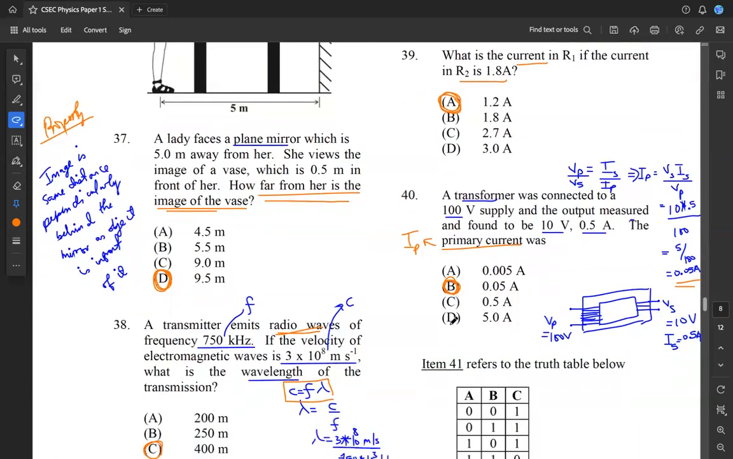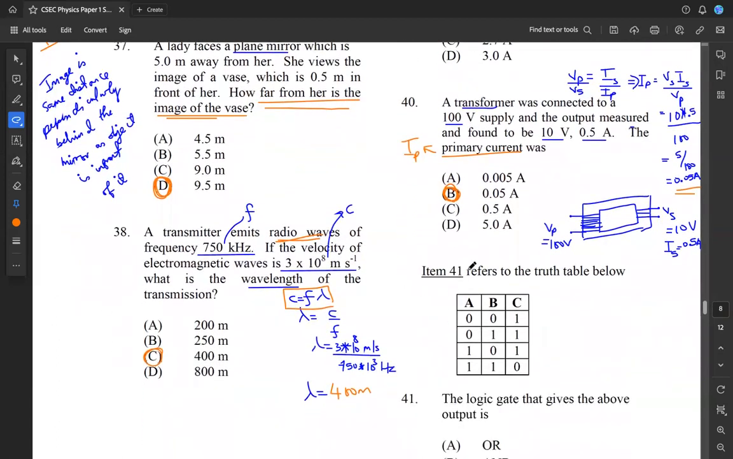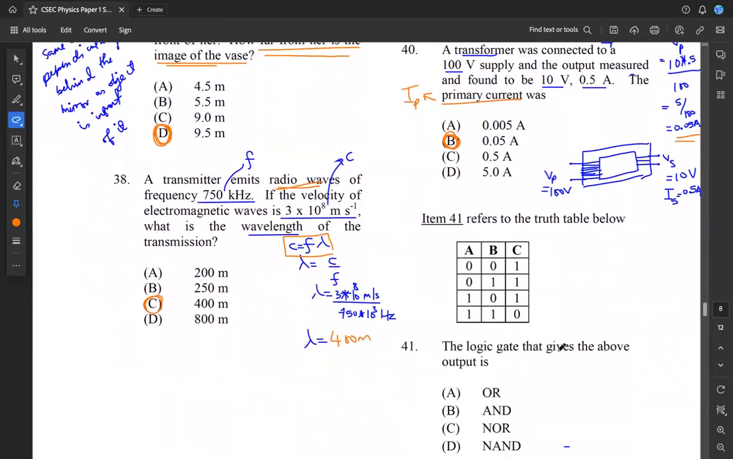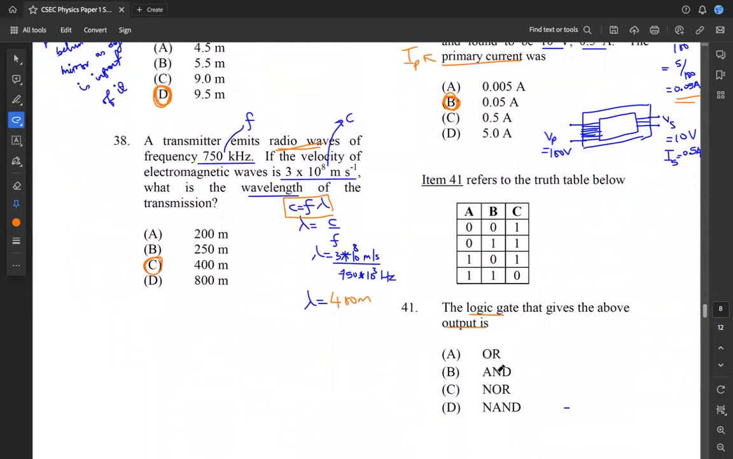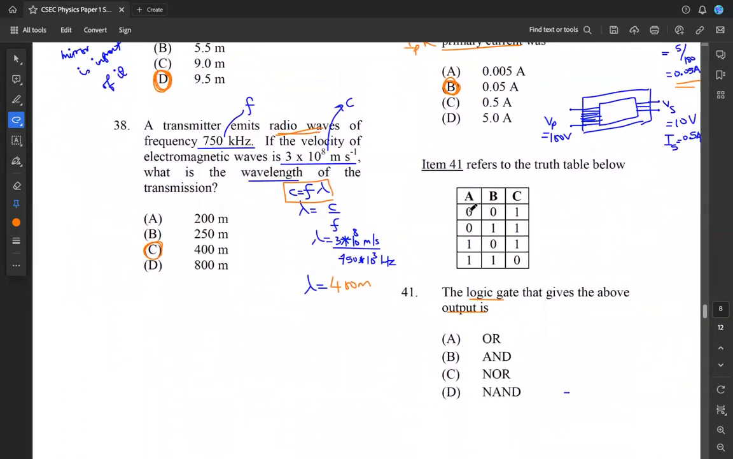All right, so moving right along to item 41 now. Item 41 refers to this truth table that they're showing below. We have our inputs A and B and our output C, right? So let's look at this truth table: 0 0 1, 0 1 1, then 1 0 1, and then 1 1 0, right? So the logic gate that gives the above output is what? Which one of these logic gates would give us this output?